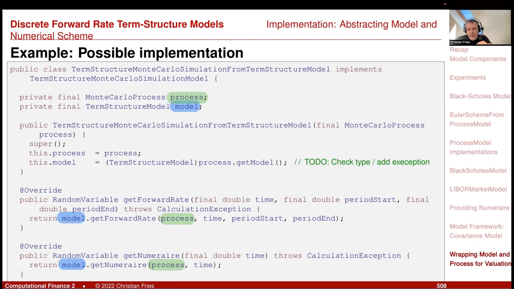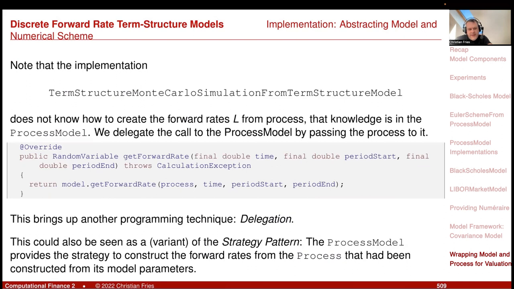And now we are done. We have a nice interface that gives us our two quantities of interest, the forward rates and the numeraire, with which we can work then. So this design pattern, another pattern that pops up here, is called delegation. And we had this delegation at different points. We delegated how to calculate lambda to a model within a model, our covariance model. And here we delegate back the way how to calculate the forward rate to this process model.